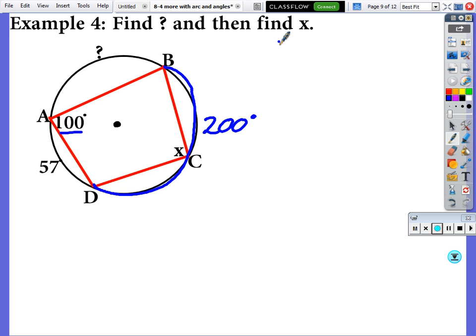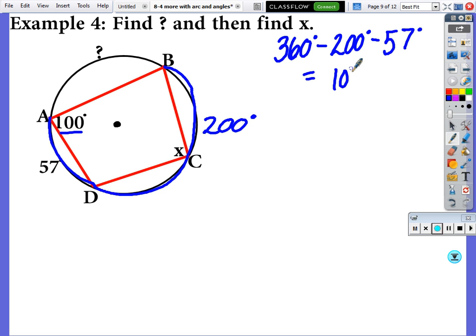A full circle will add up to be 360 degrees. So 360 degrees minus that part of our circle, which is 200, minus this part of our circle, which is 57 degrees, will leave us with the question mark. So we would get 103 degrees. So the question mark is 103 degrees. Okay, done with the question mark.